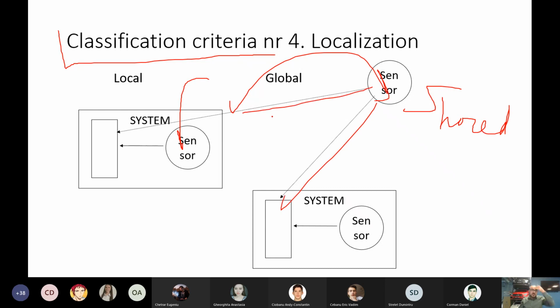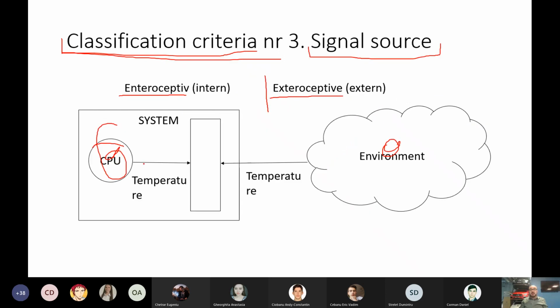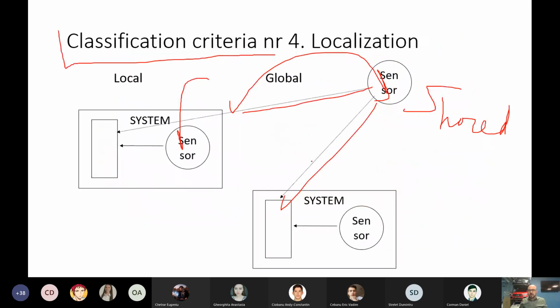So in this case, we can also use a temperature. Internal temperature means CPU temperature, or the environment temperature. Maybe I have some add-ons, or I can even use a global sensor to measure the temperature. You see, different sensors for different purposes and different methods.